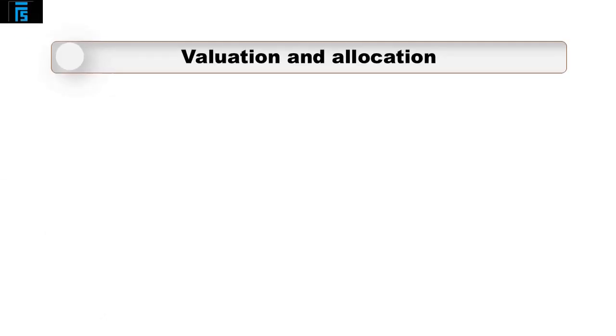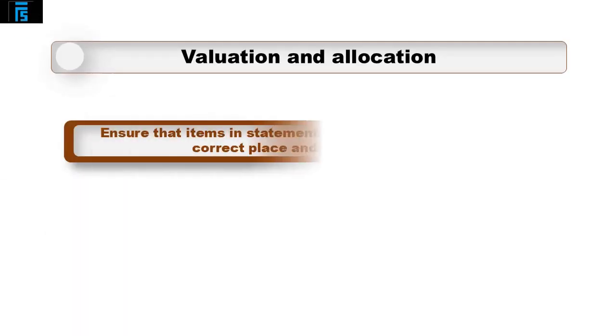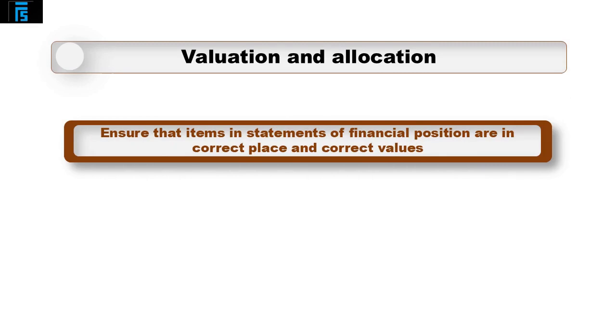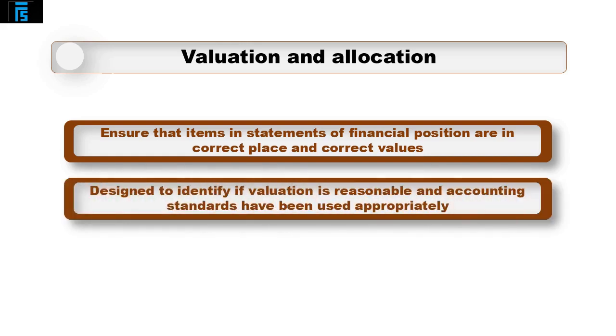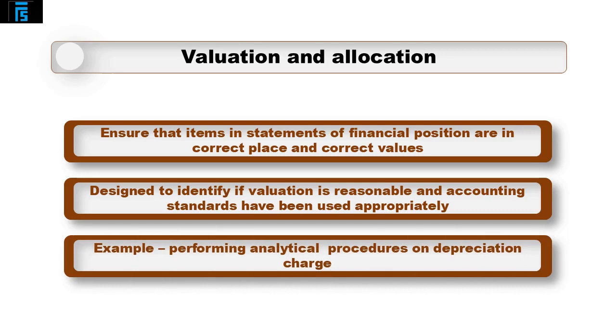The valuation and allocation assertion is to ensure that items in the statement of financial position are in the correct place and at the correct values. Audit tests are designed to identify if the valuation is reasonable and if accounting standards have been used appropriately. An example would be performing analytical procedures on the depreciation charge for non-current assets, comparing the treatment to previous years and industry methods.